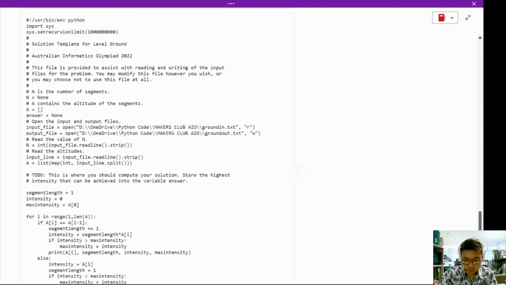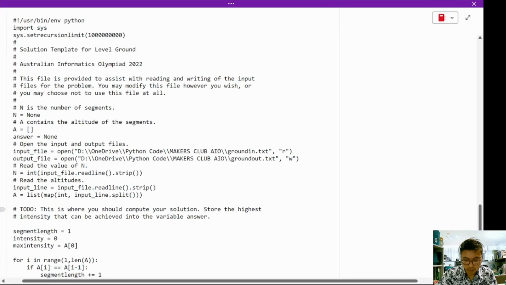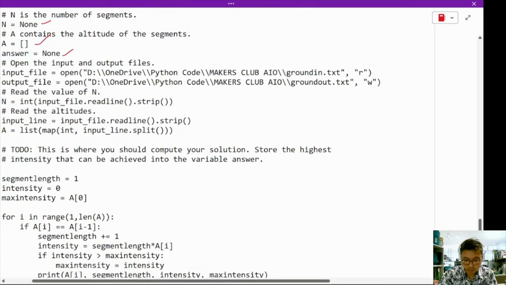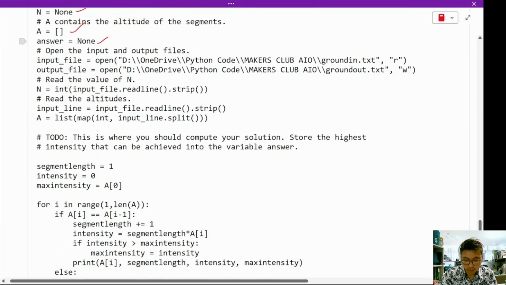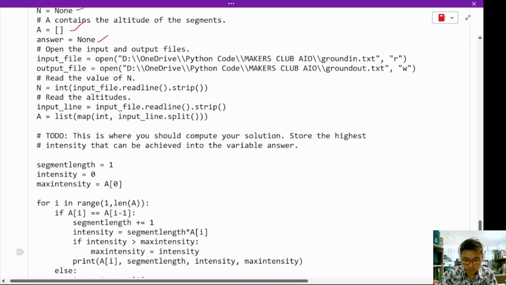Okay, let's discuss the answer for the marathon question, the running question. So this is the template that's provided to us by the Australian Informatics Olympiad. N is the number of segments, A contains the altitude of the segments, and answer is the answer. So first of all, they will open up the input and output files and read the value of n. So n is basically going to be an integer. Now next, they'll read the altitudes by putting a into a list. So a is going to be a list.